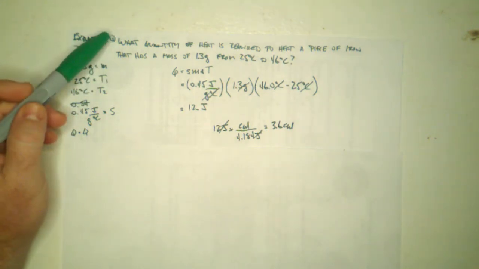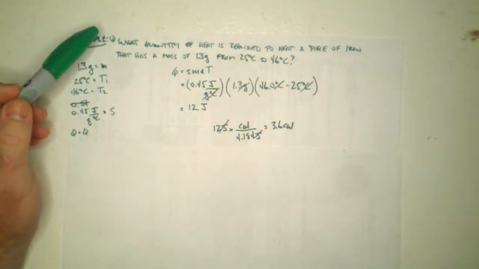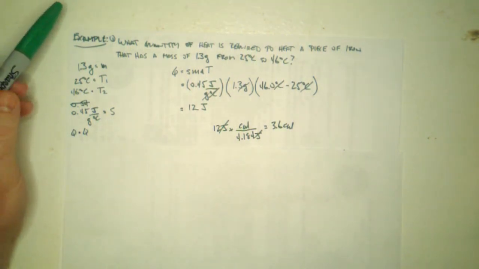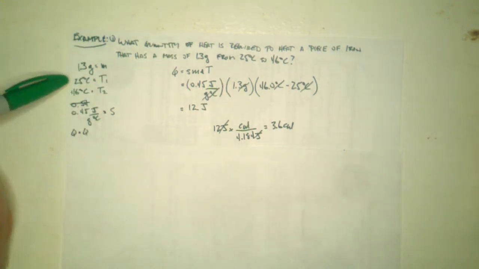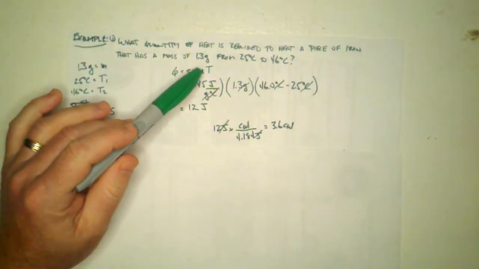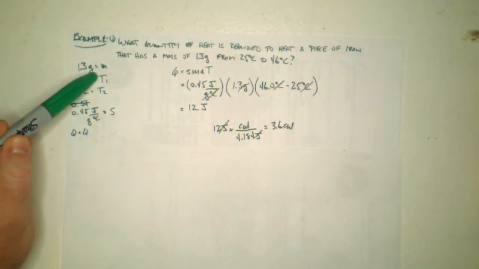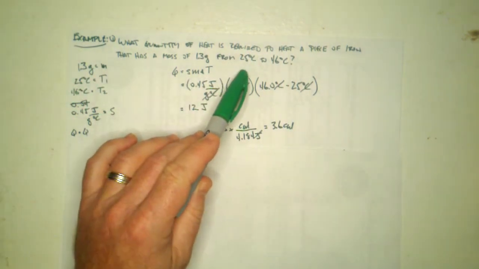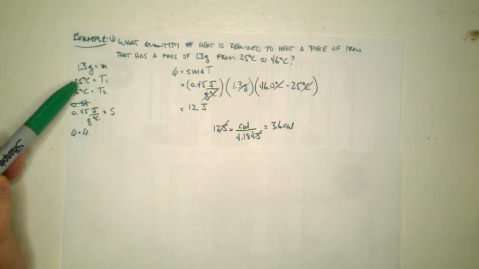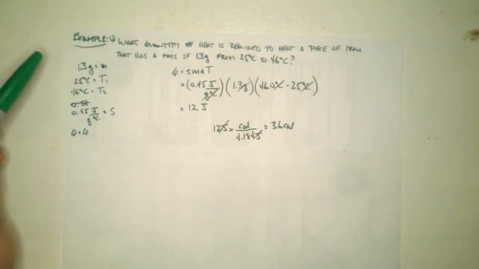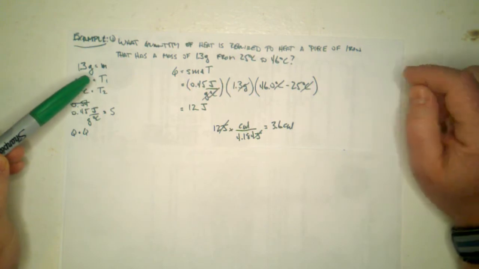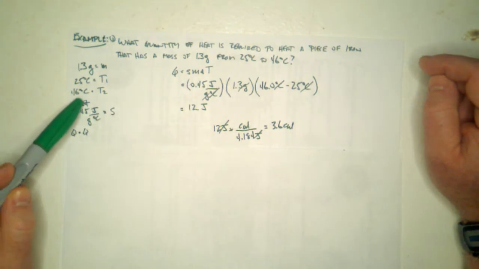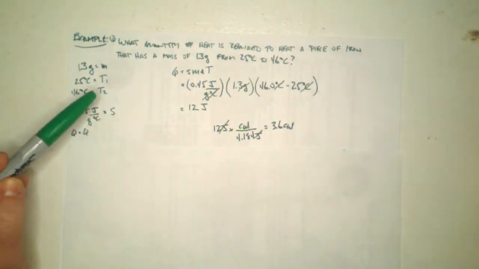For example, what quantity of heat is required to heat a piece of iron that has a mass of 1.3 grams from 25 degrees C to 46 degrees C? Well, just like always, we get our givens out here on the side. So we read through the problem, we see number, 1.3 grams. 1.3 grams equals M. Since it's a gram, it's a mass, we're going to put an M in there. Next one, 25 degrees C. That's a temperature. I'm going to make that a big T, and since it's the temperature it started at, we're going to call it T1. Up to 46 degrees C, that's going to equal T, and it's the second temperature, so we're going to call it T2.